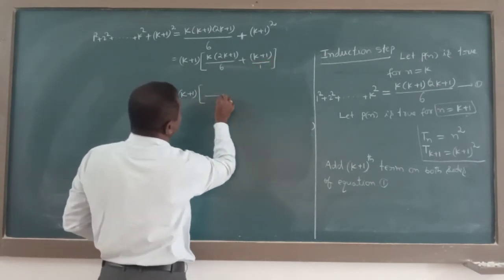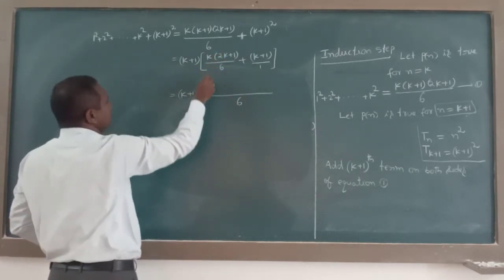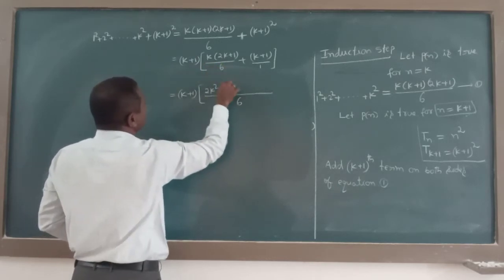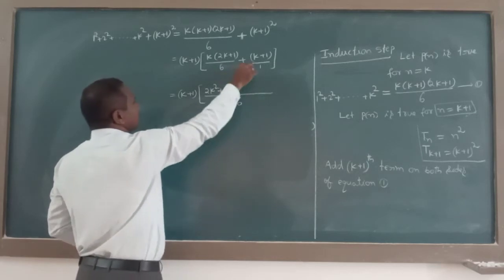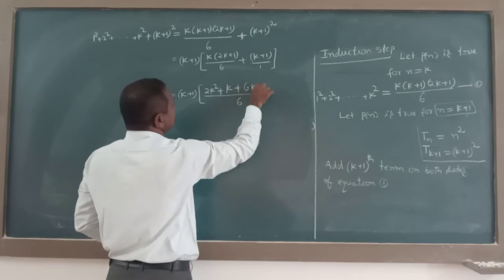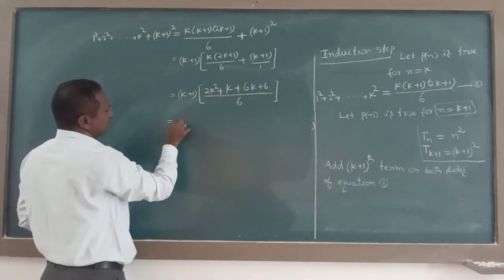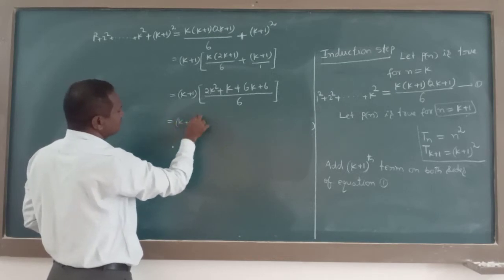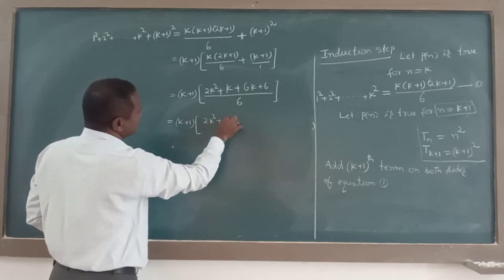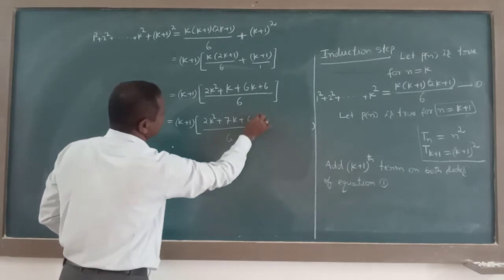Now the LCM for these two fractions is 6, and afterwards take cross multiplication. K into 2k means 2k square, plus k into 1 means k, and taking cross multiplication here also with 6, 6k plus 6 here. Next one is k plus 1 into 2k square plus 7k plus 6, whole divided by 6 here.